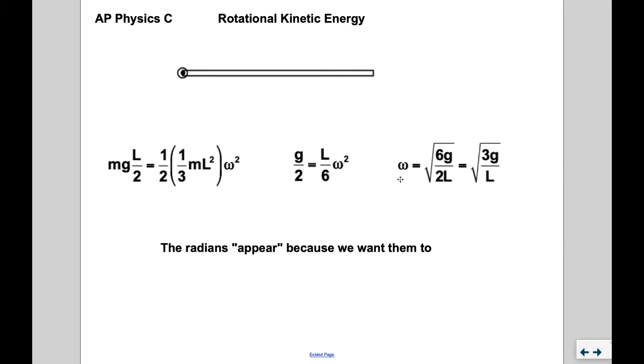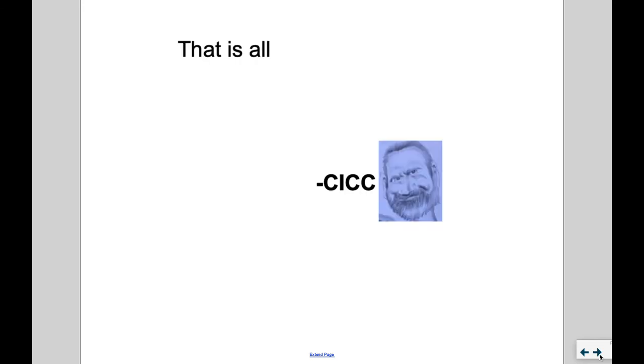Once again, the radians will appear because we want them to. You'll notice on the right, square root of 3g over L, the meters from meters per second squared over meters cancel, and we get per second squared under the radical sign. So the units are per second, and we then insert the radians because we need them to. Okay? So that's the key.